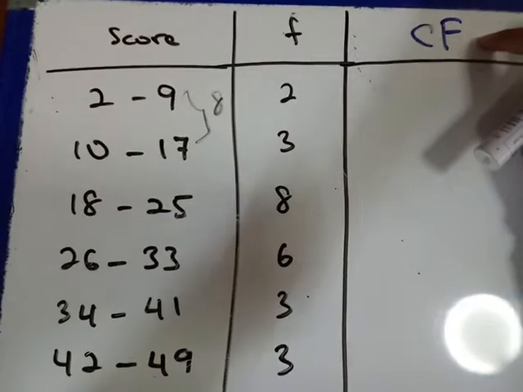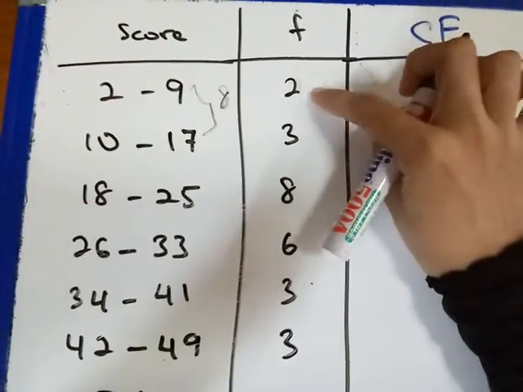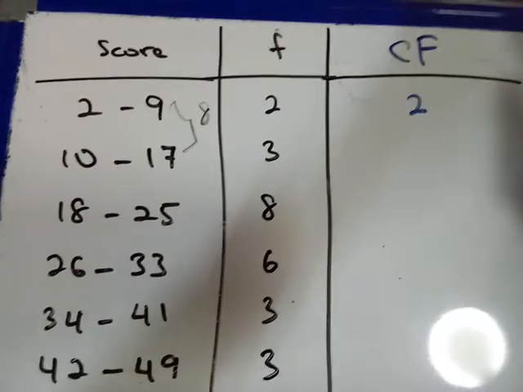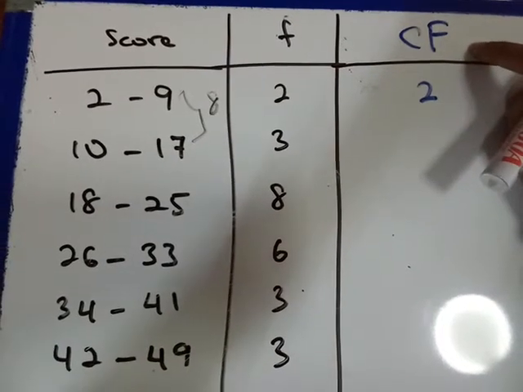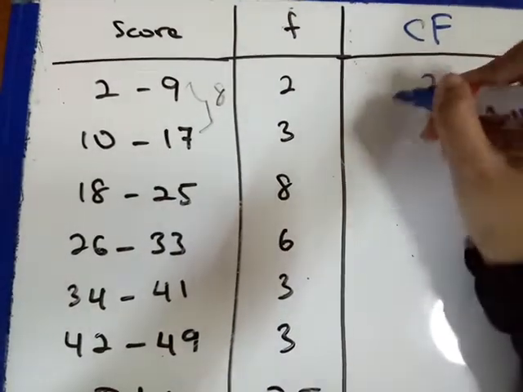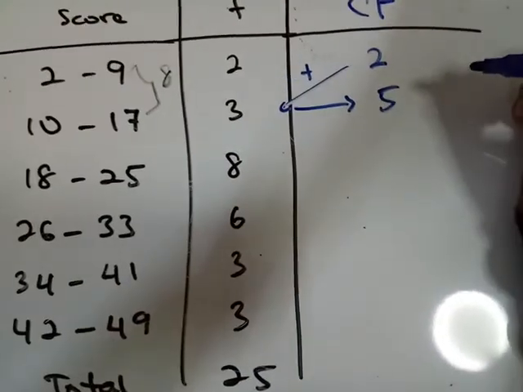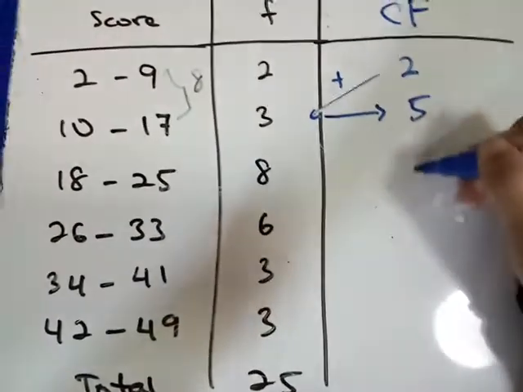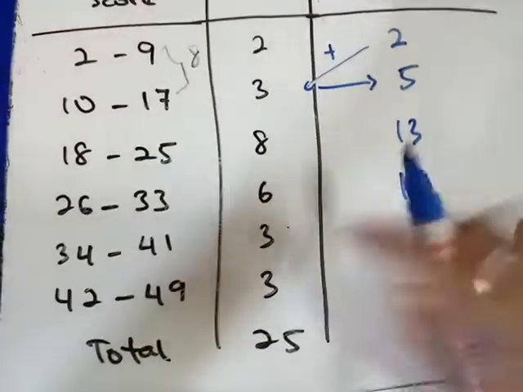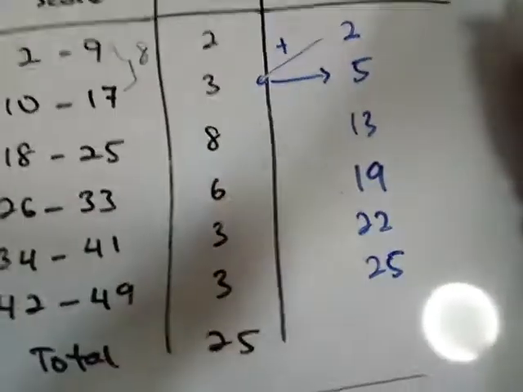So how do we calculate cumulative frequency? Start with, because the frequency of the first class is 2, start with 2. This cumulative frequency has no less than or more than. So when there is no less than or more than, calculate as usual: start with 2, then 2 plus 3, you get 5. 5 plus 8, you get 13. 13 plus 6, you get 19. 19 plus 3, you get 22. 22 plus 3, you get 25.